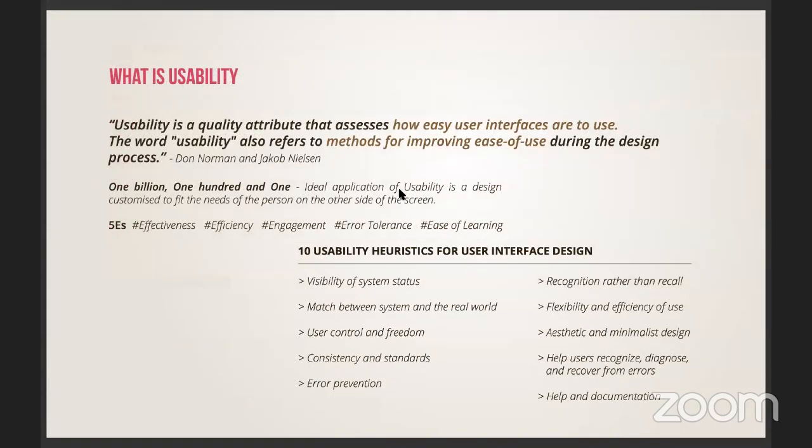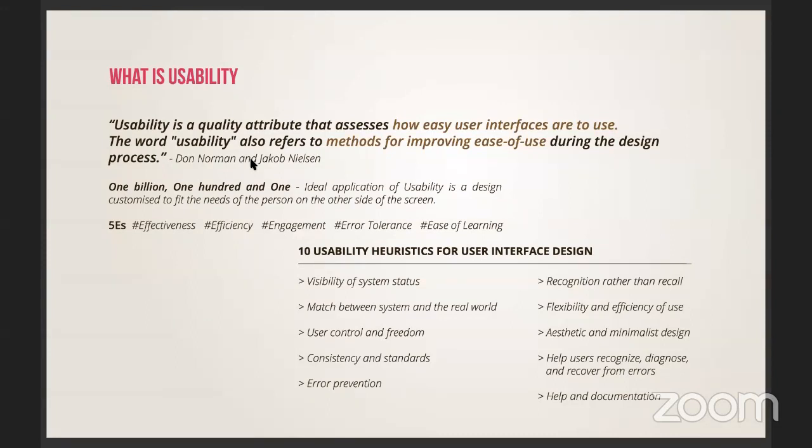So, moving ahead with our next segment, we will discuss what is usability. We have discussed what user experience design is, but we often get confused with respect to what is UX, what is UI, and what is usability. All of these tend to mix with each other. If somebody were to ask us, how are we going to explain that? We can define usability as a quality attribute that assesses how easy user interfaces are to use. The word usability also refers to methods for improving ease of use during the design process. This is again from Don Norman and Jakob Nielsen, who are almost the founding fathers of UX design, and they have a lot of books and reference material that you can look up.